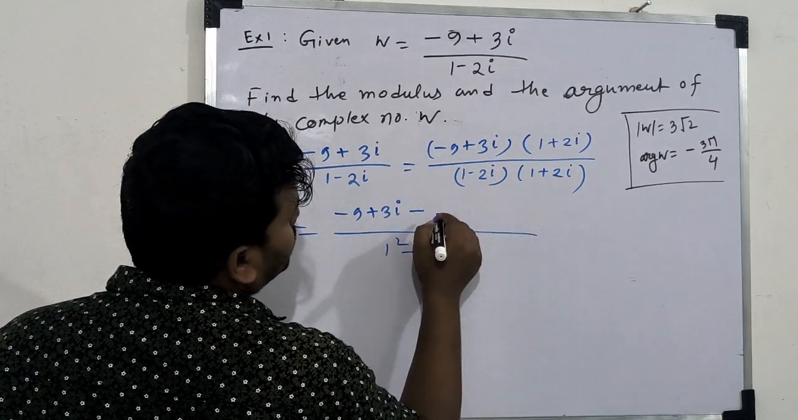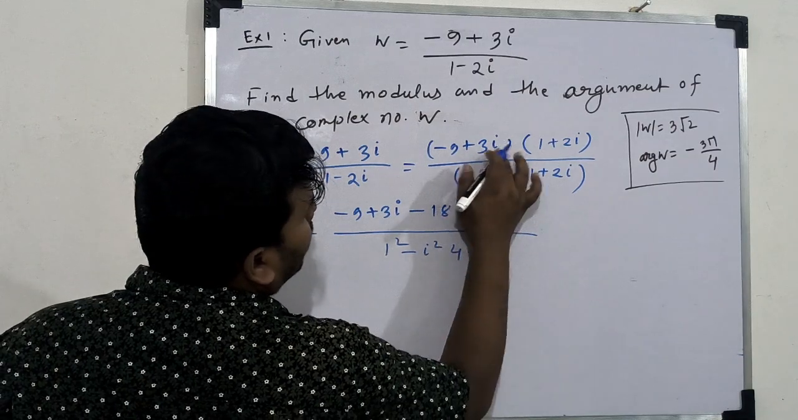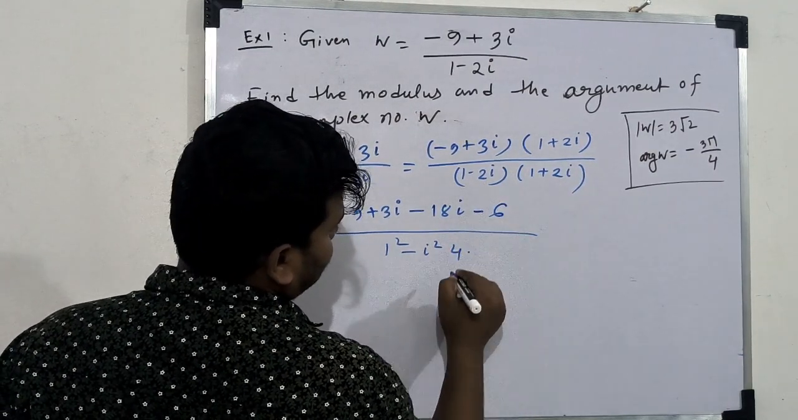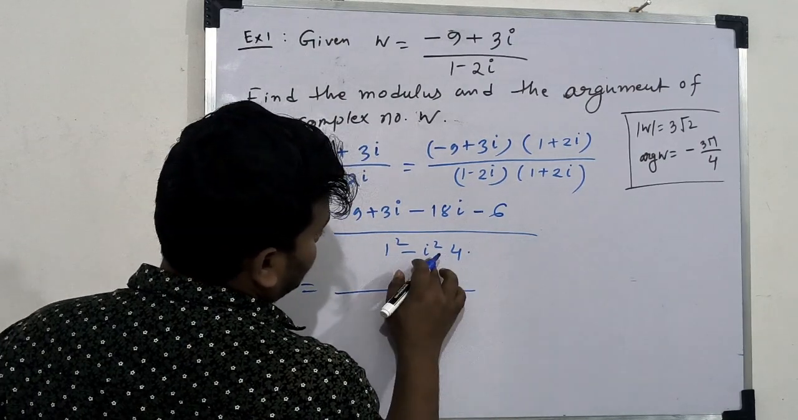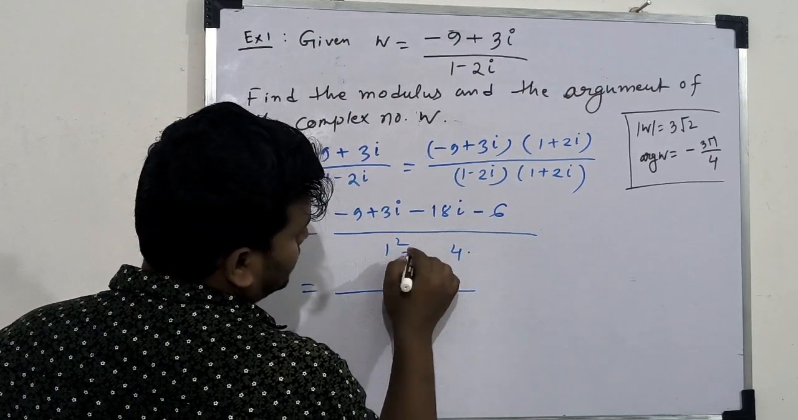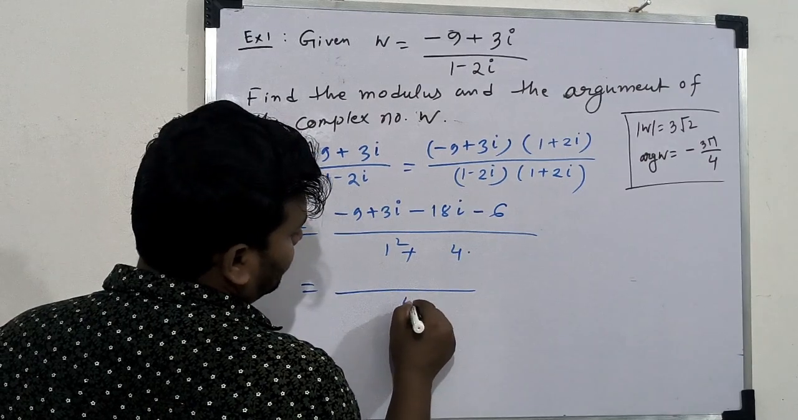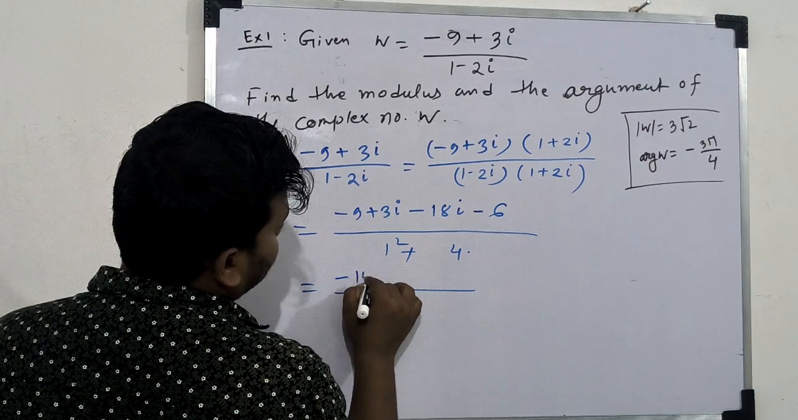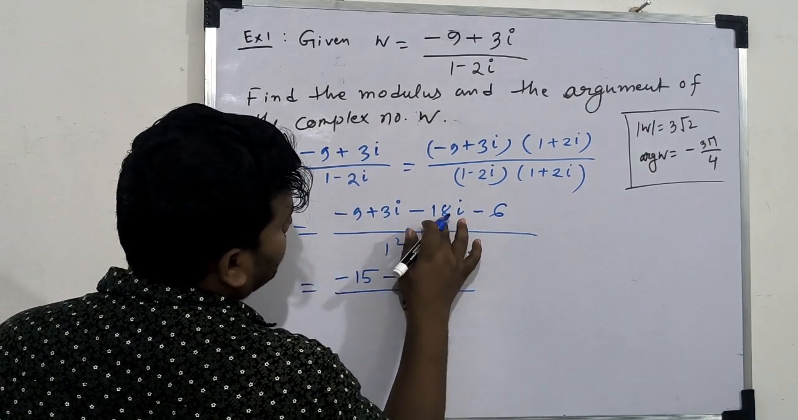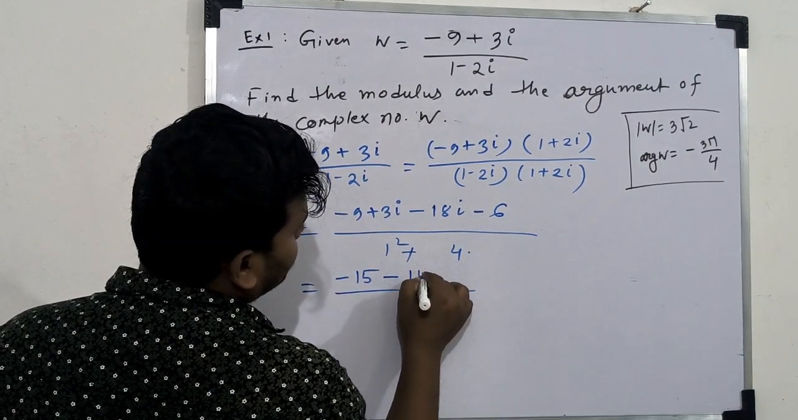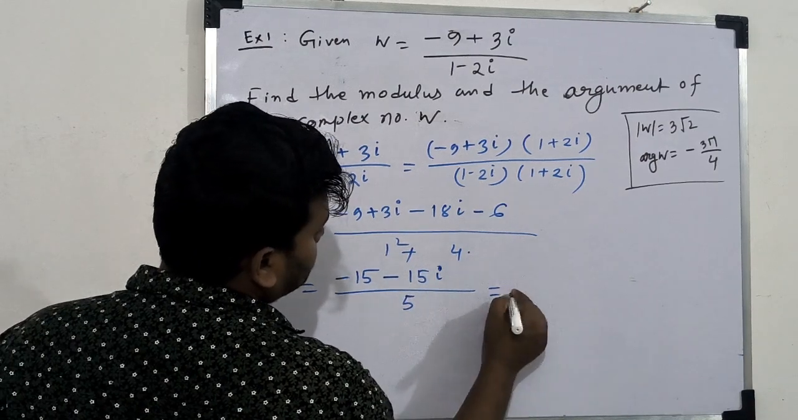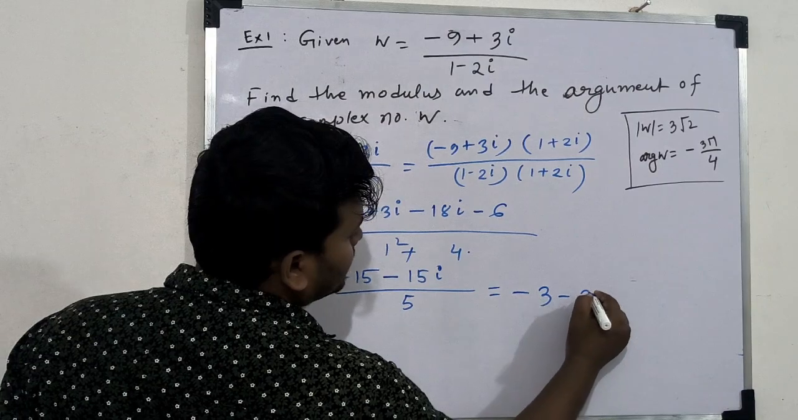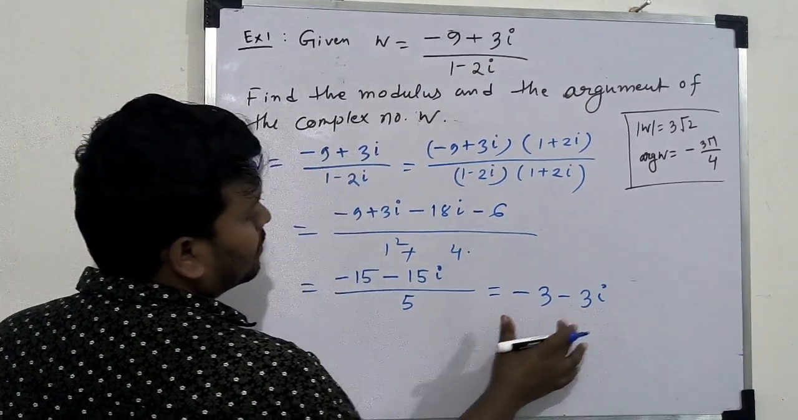So 9 into 2 is 18i, and this will be minus, that is i square minus, and 3 into 2 is 6, and this will be i square, so this will be plus. So 1 plus 4, that is 5, and in the numerator minus 15, and minus 18 plus 3, that is minus 15i. If we take 5 common from here, we get minus 3 and minus 3i. So this is w.